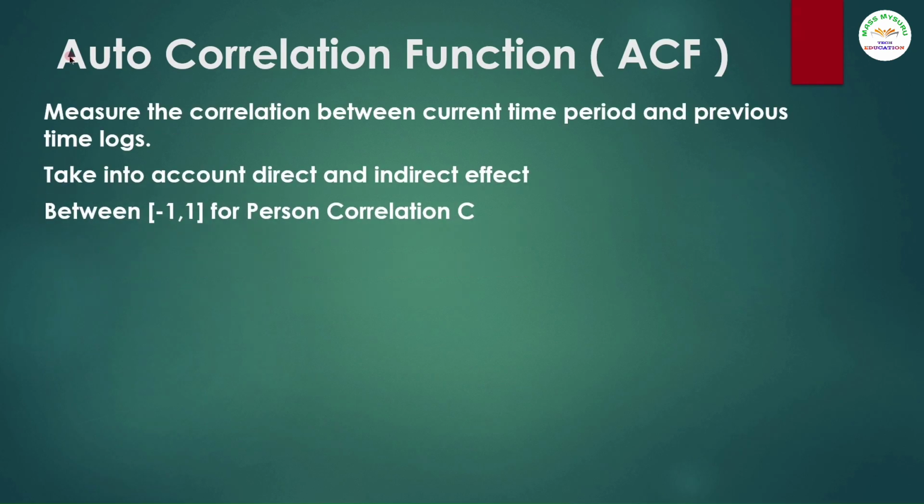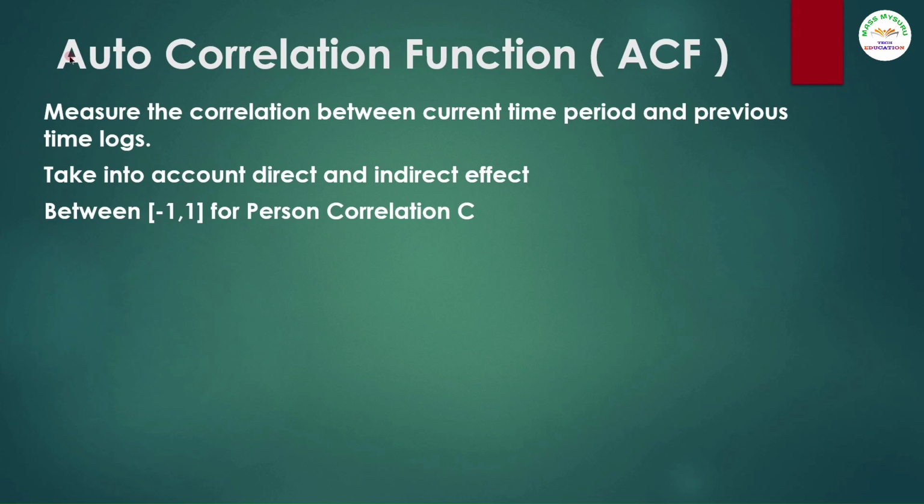And now how do we figure out which model is used? For that we use the function called the autocorrelation function. Let's now see the basic idea about the autocorrelation function. ACF measures the correlation between the current time period and previous time lags, right? It gives you an idea of whether the value today is really dependent on my value 2 or 3 time periods back, right? So it takes into account the direct and indirect effects.